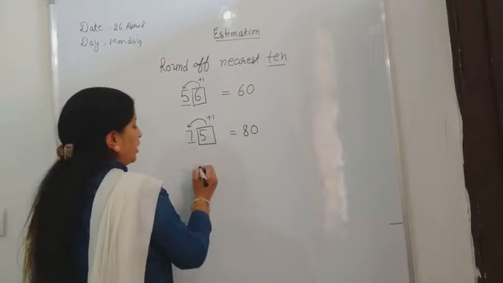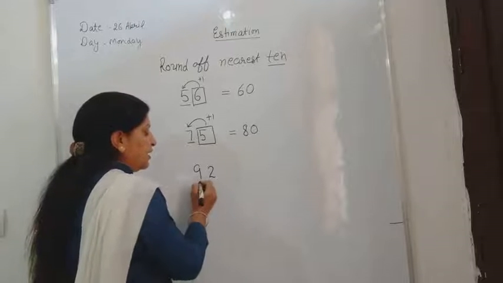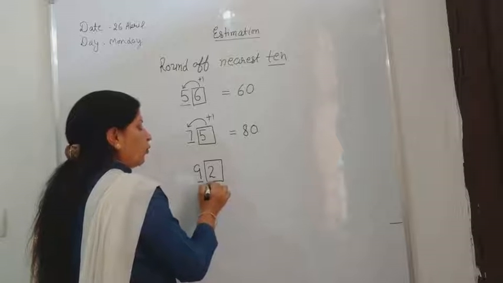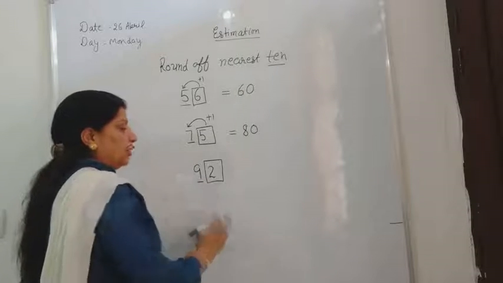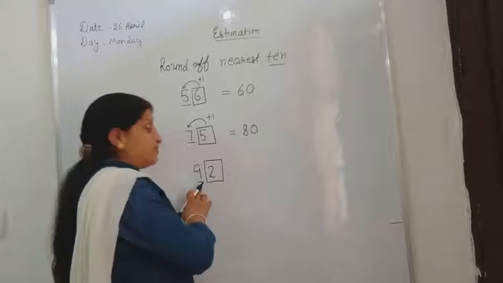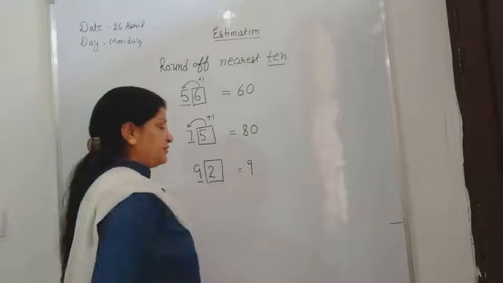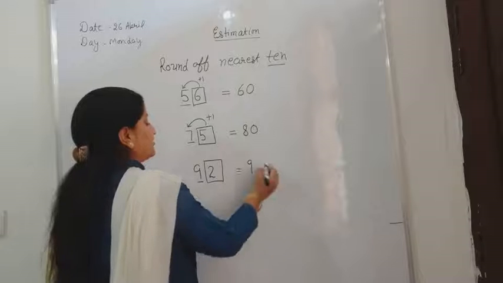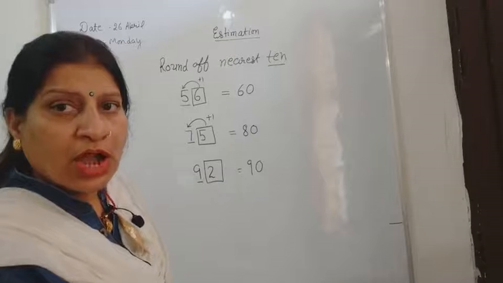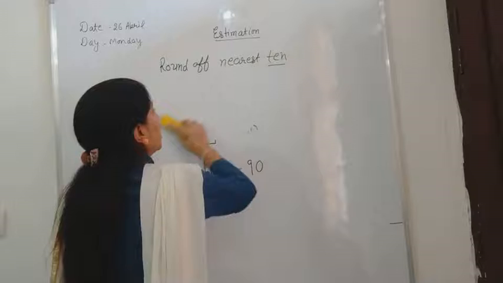Now let us take one more example, 92. In this, 9 is at the tens place and we make a box on the ones place digit. It is 2, which is less than 5, so we never change the tens place digit. The tens place digit stays the same, and we replace the ones place digit with 0. Clear this one? Now we learn how to round off to the nearest 100.